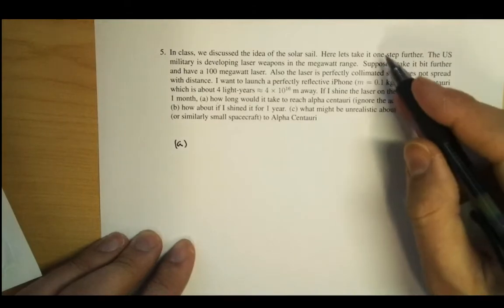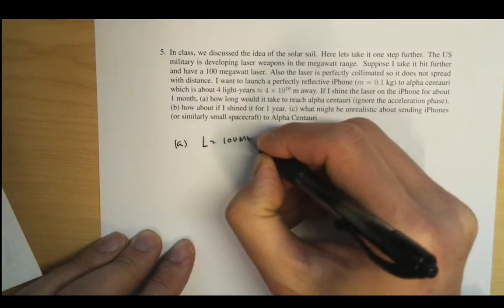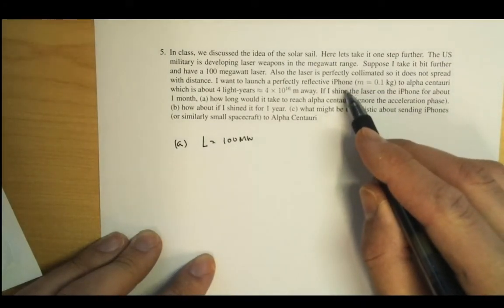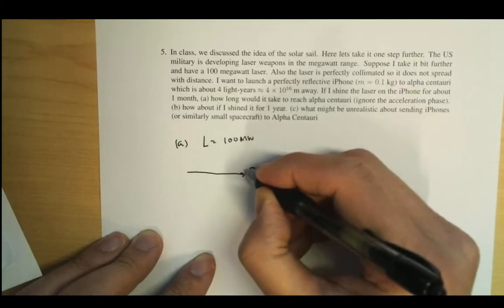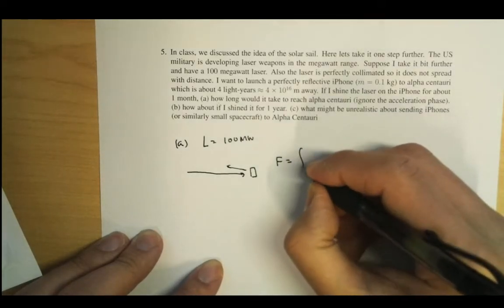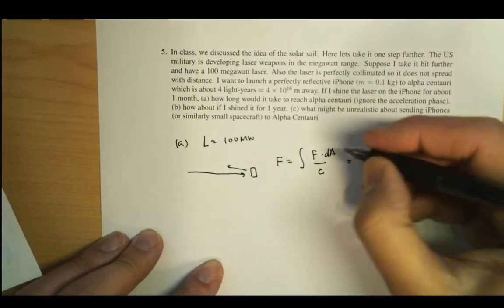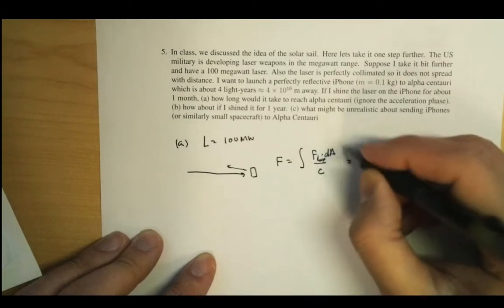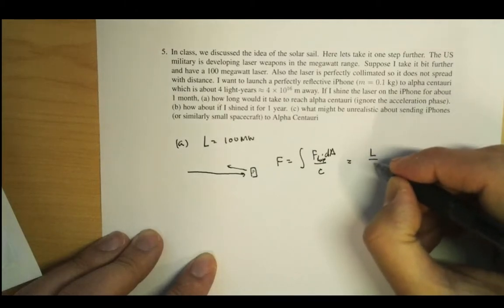All right. So I do have a 100 megawatt laser. The luminosity of my laser is 100 megawatts, and I made it perfectly collimated, so it goes straight as a perfect beam. Now I'm going to hit my iPhone. Here's my laser, there's my spacecraft, and it's going to reflect light back. The force I'm going to exert is the flux times the area divided by c. Because it's perfectly collimated, all the luminosity will hit this thing, so this is really just L over c.